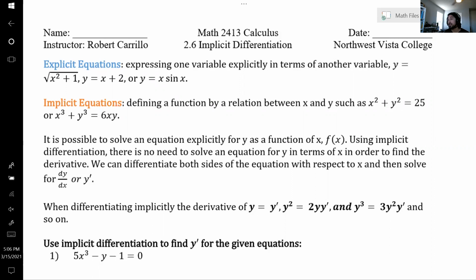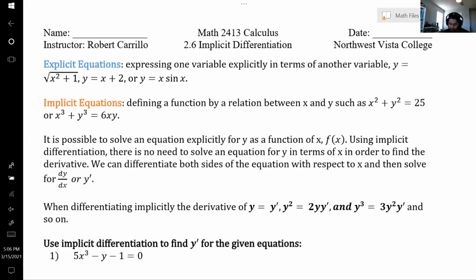What's great about implicit differentiation is that you don't have to rearrange the equation in terms of y. All we're going to do with an implicit equation is take the implicit derivative with respect to x, and then solve for the derivative y prime. Implicit derivatives actually make our life easier because on certain equations, you're not going to be able to solve for y. So that's why we just take the implicit derivative and solve for y prime.